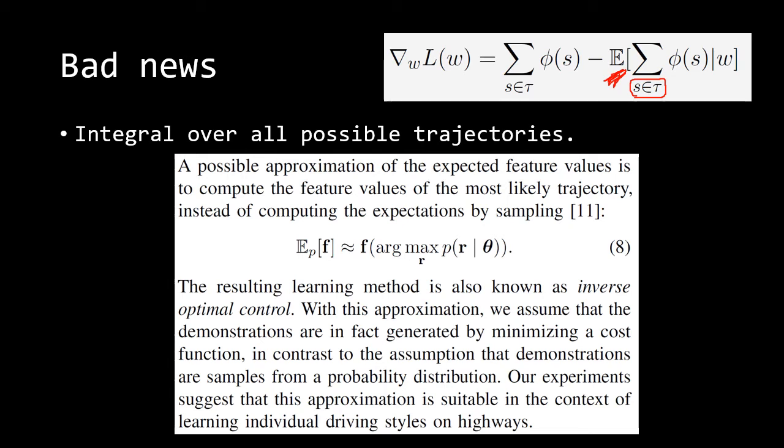So I saw this paper where the author worked on IRL for highway, and it was saying that a possible approximation of this second term, the expected feature value, is to compute the feature value of the most likely trajectory, instead of doing that by sampling. So this is what I did, and here are the results.